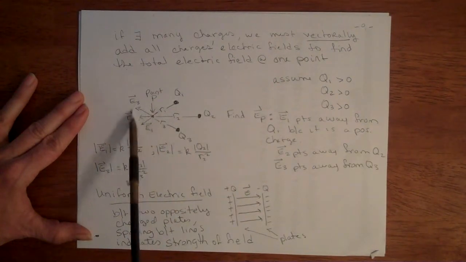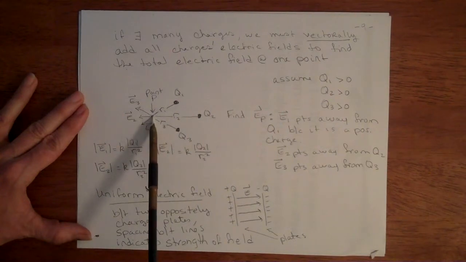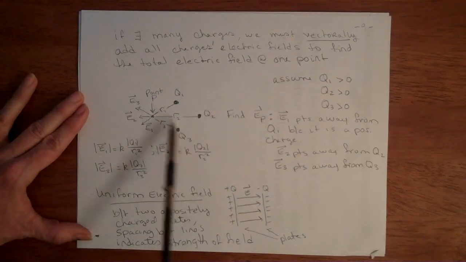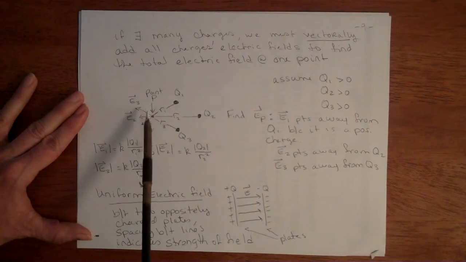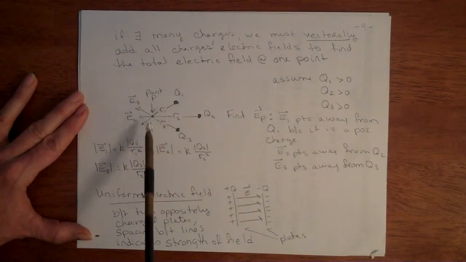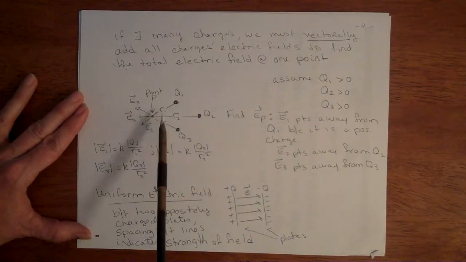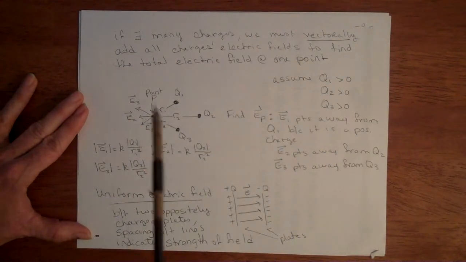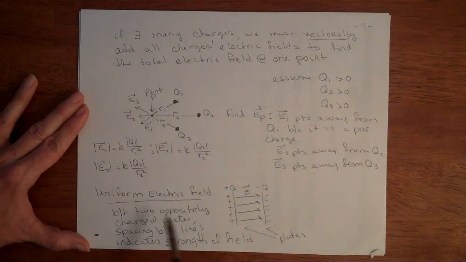Once I have these three vectors, magnitudes, and directions, I just vectorially add them, picking a coordinate system, projecting any of these electric fields that aren't lying along my coordinate axes into component pieces, and then adding x's to x's and y's to y's, as we have been doing since the first semester.